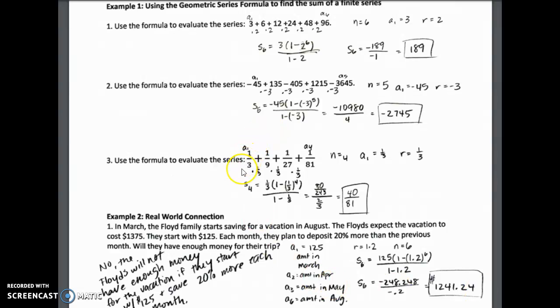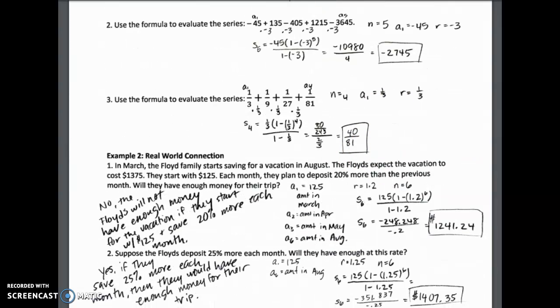Okay. In this case, my a sub 1 is 1/3. I have 4 terms in my sequence. My common ratio is 1/3, or in other words, I'm dividing by 3 every single time. Plug that in, just be careful with your fractions, and it simplifies to 40 over 81.